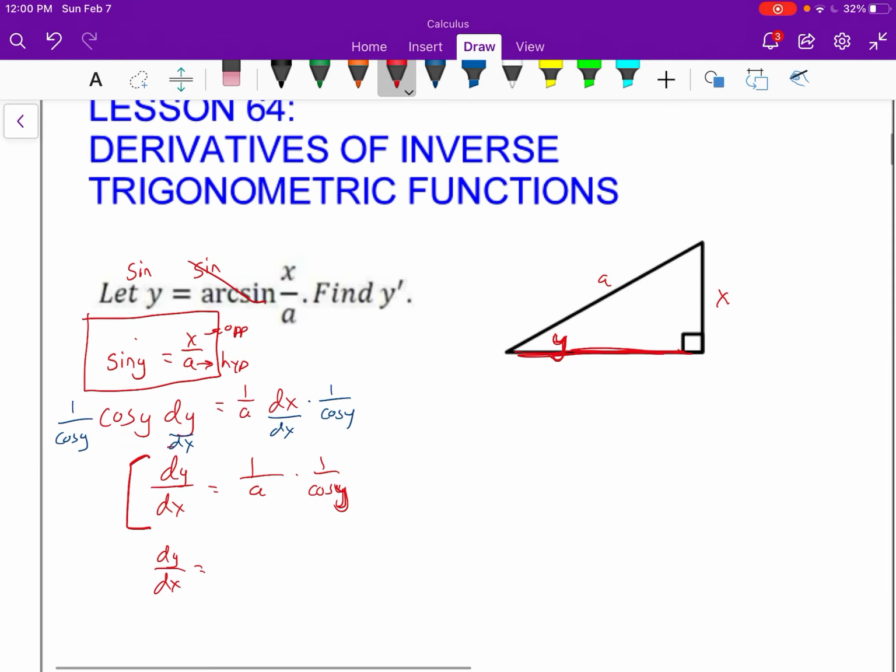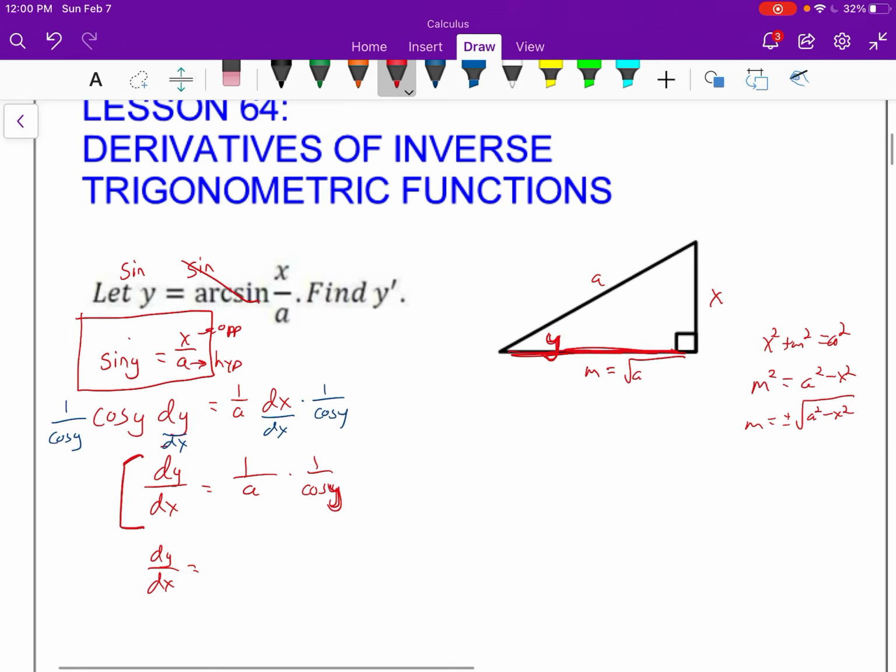So let's call this m. So we would have x squared plus m squared equals a squared with the Pythagorean theorem. Subtract x squared from both sides, and then take the square root. Plus or minus square root of a squared minus x squared, and so that's our value of m. And its length, so we can just do the square root of a squared minus x squared.